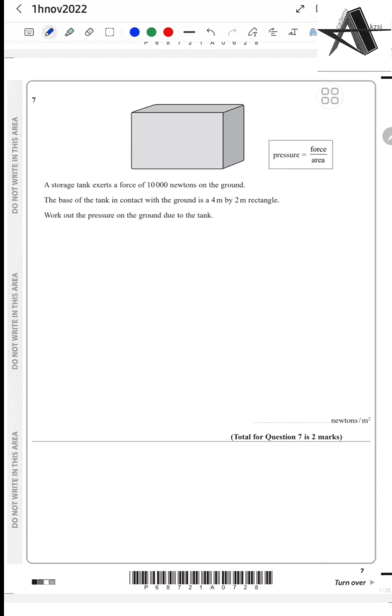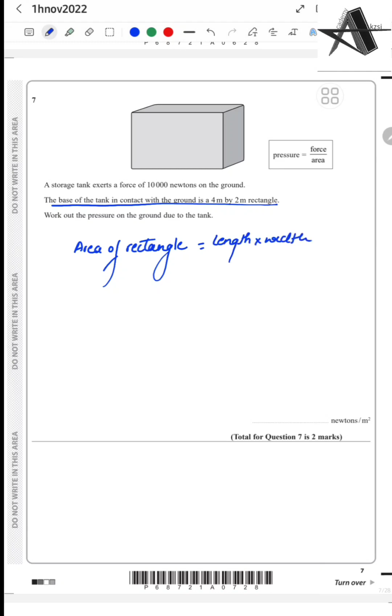Simply what you need to do, you just need to calculate the area. Area of what? That surface which is in contact with the ground, or that surface which is actually exerting the force, which is the bottom one. And they have given the base of the tank is a 4 by 2 rectangle. So what's the area of that rectangle? Area of a rectangle is length times width, which is 4 times 2, which is 8 meter squared.